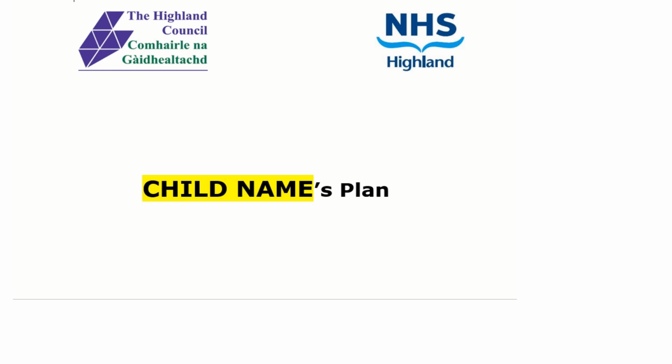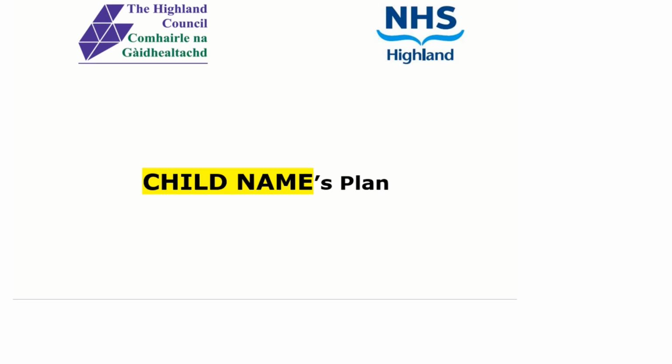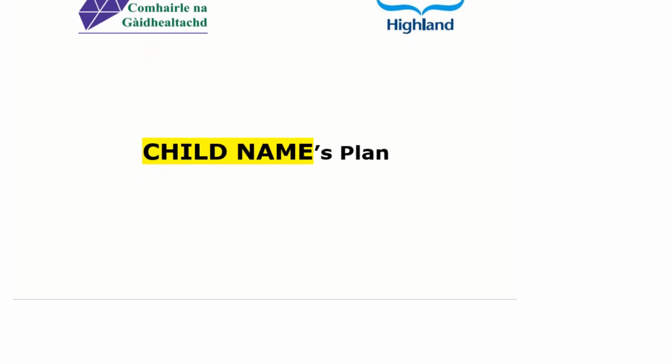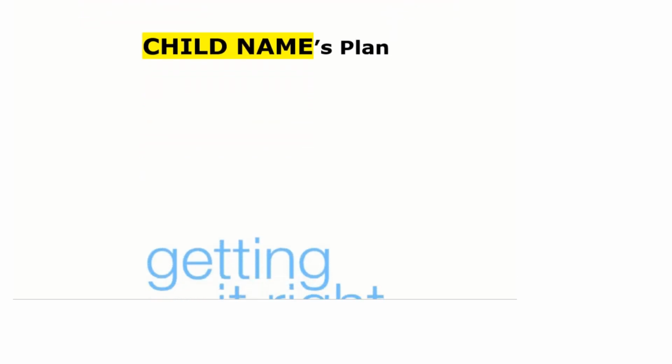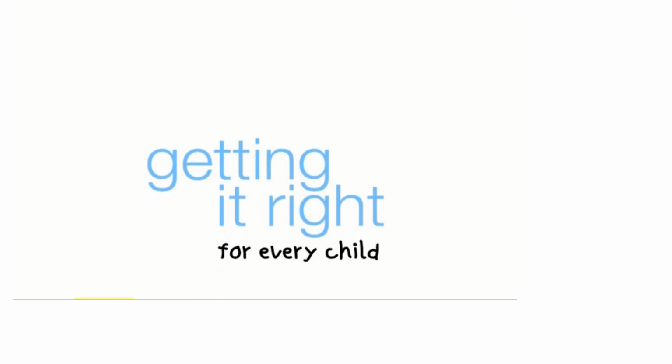So these are notes on how to complete a child's plan for parents who may not know what to expect at a child's plan meeting or who may wish to redirect the child's plan meeting. So the child's name, the highlighted parts explain things. So the child's name will appear here.